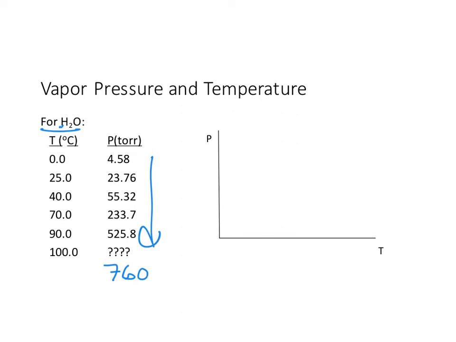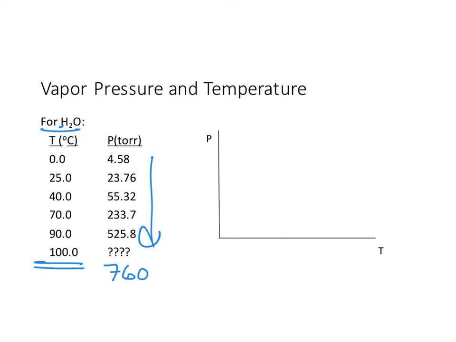That you should recognize as standard atmospheric pressure, which gets to a more rigorous definition of boiling point. A boiling point isn't just when you look at a liquid and see a lot of bubbles coming out of it, although that's happening at the boiling point.